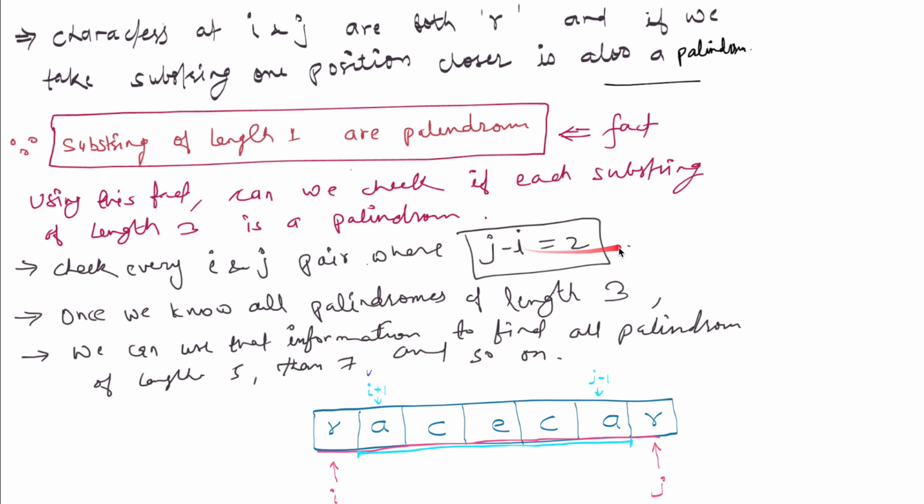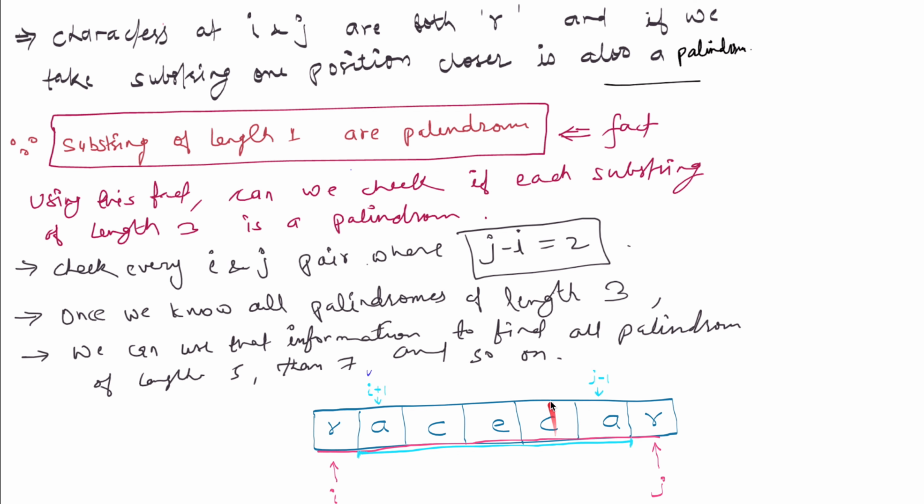We can use that information to find the palindromes of length 5, 7 and so on, right? Because we know if we take these 3 characters, then the next characters come in from here to here, and that becomes how many characters? After 3 it becomes 5 characters, then 7 characters. Similarly it keeps increasing. Understand what I'm trying to say?